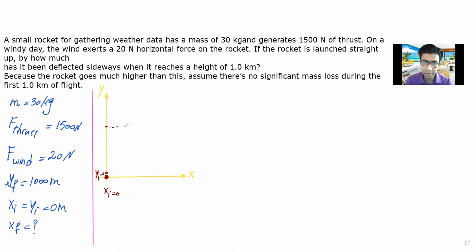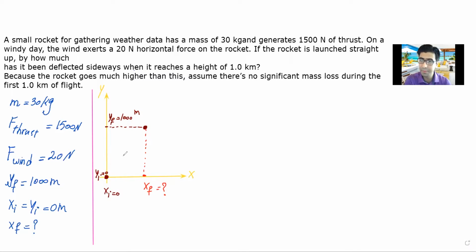So the final position of the rocket is somewhere like here. We know that Y final here is 1,000 meters. So I'm going to write it down here. Y final equals 1,000 meters. And X final, which is here, is what we are looking for. So this is the first model of this question.